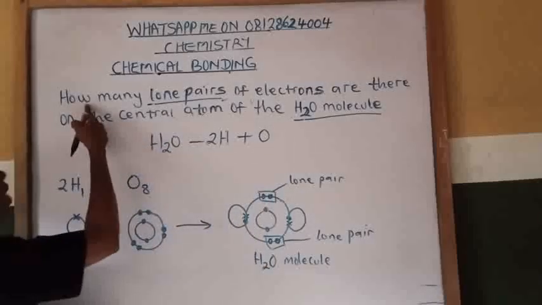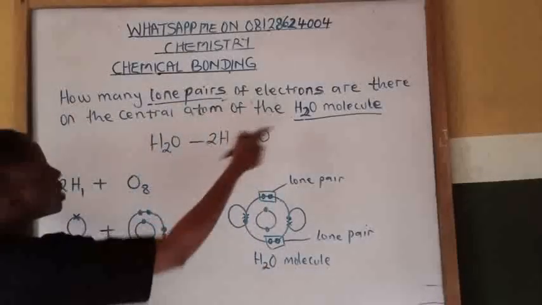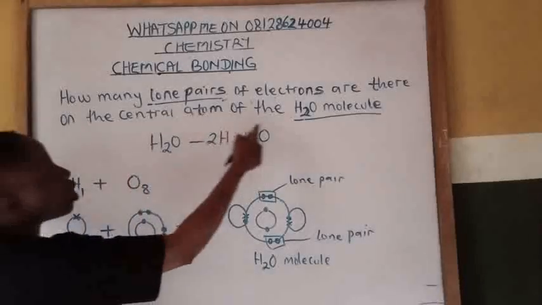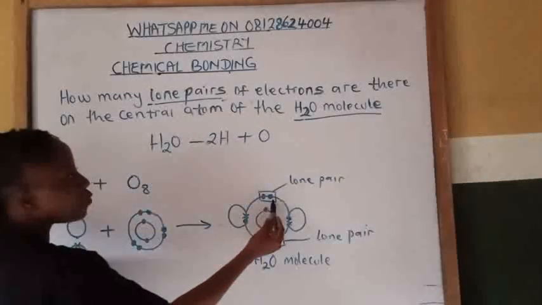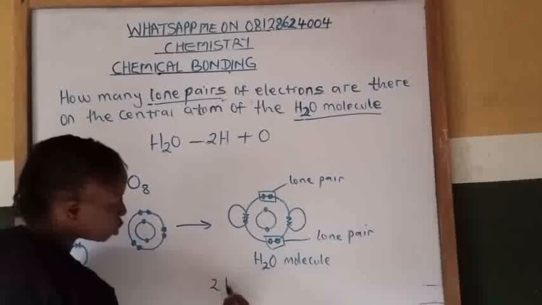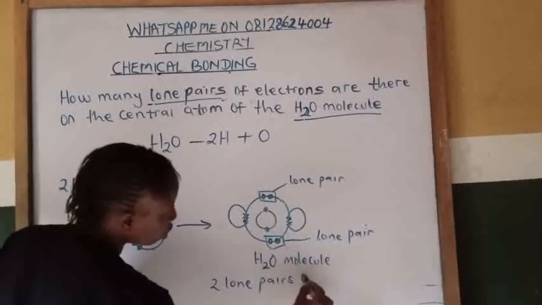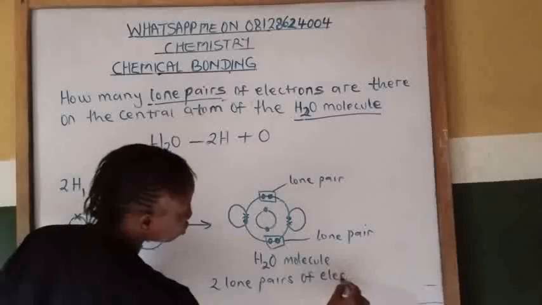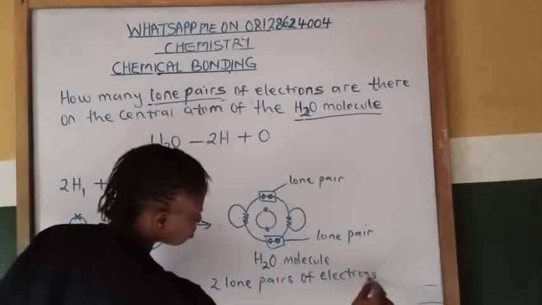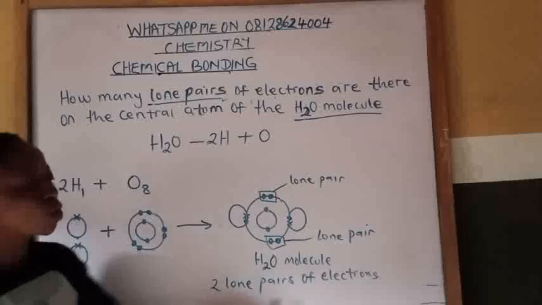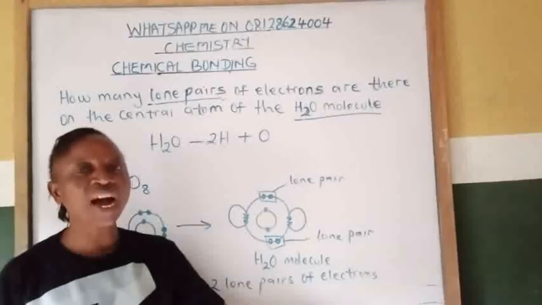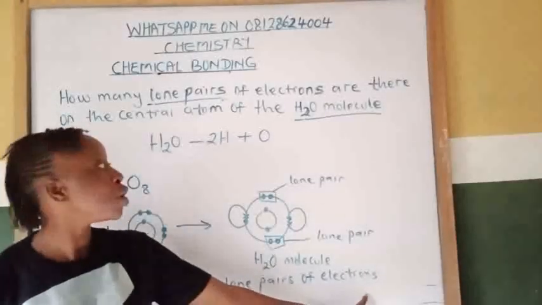So what's our answer now? How many lone pairs of electrons are there on the central atom of the water molecule? We have two lone pairs, two lone pairs of electrons. So our answer is two lone pairs of electrons are on the central atom of water.